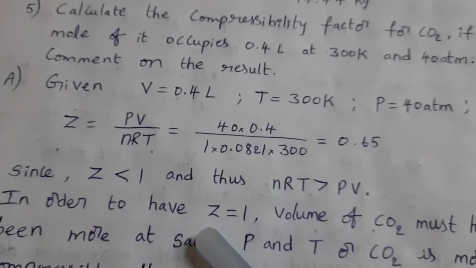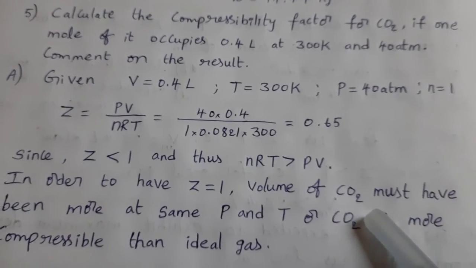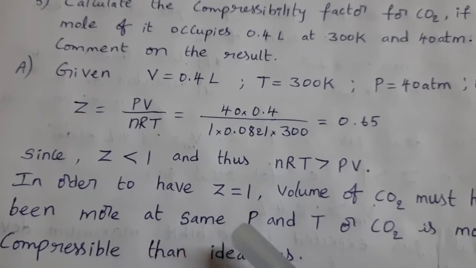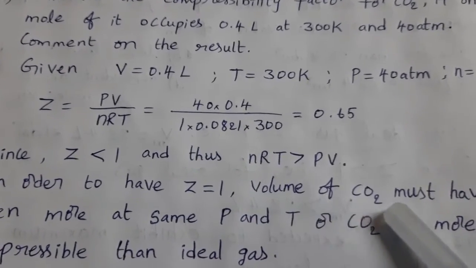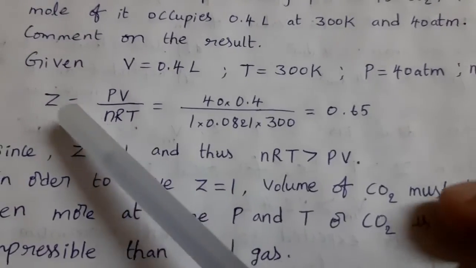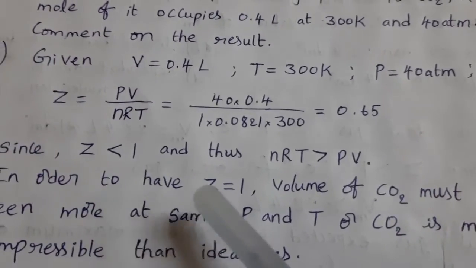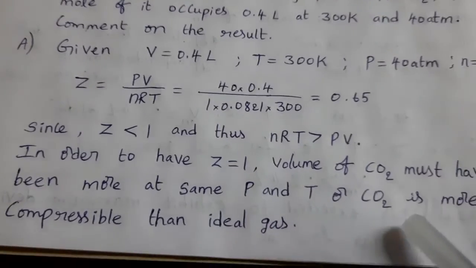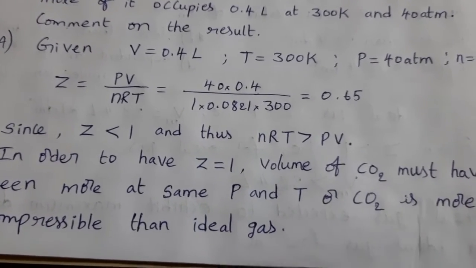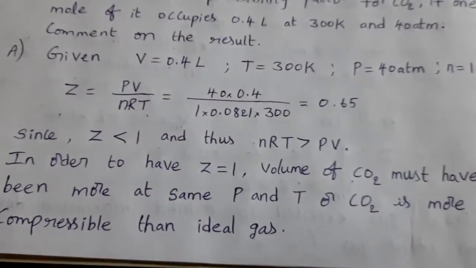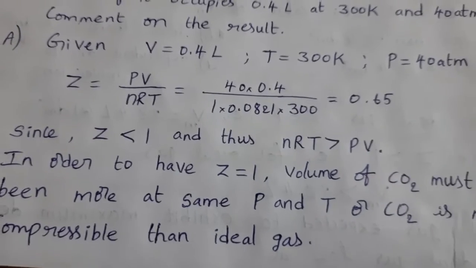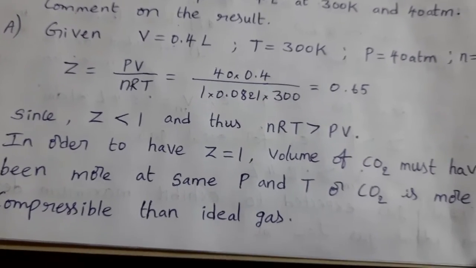In order to have Z equal to 1, the volume of CO2 must have been more at the same pressure and temperature. If volume increases, then PV becomes greater than nRT, and Z is equal to 1. Or CO2 is more compressible than ideal gas. Here nRT greater than PV means volume is less. Volume less means CO2.